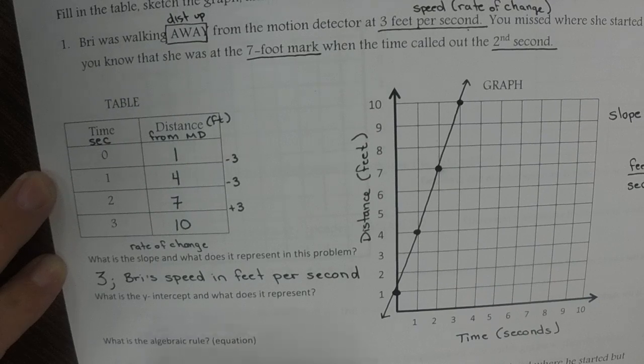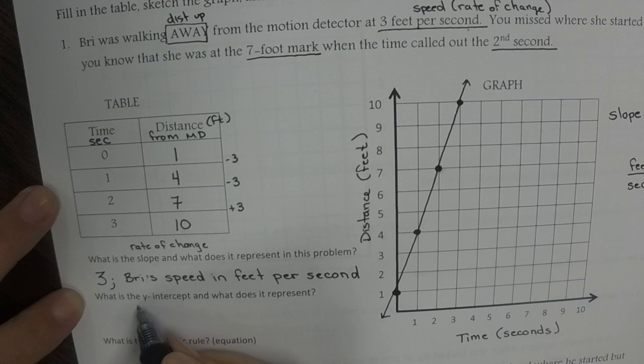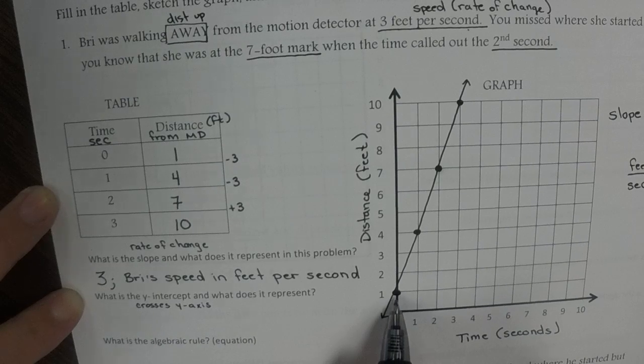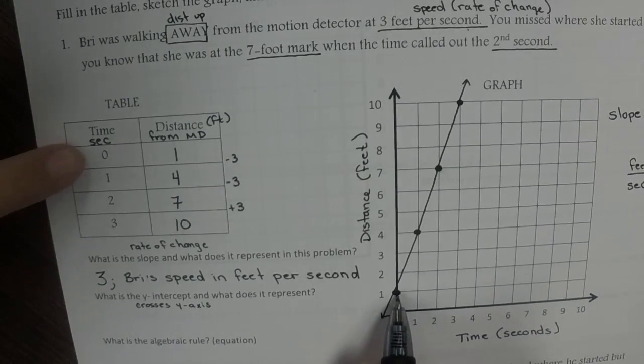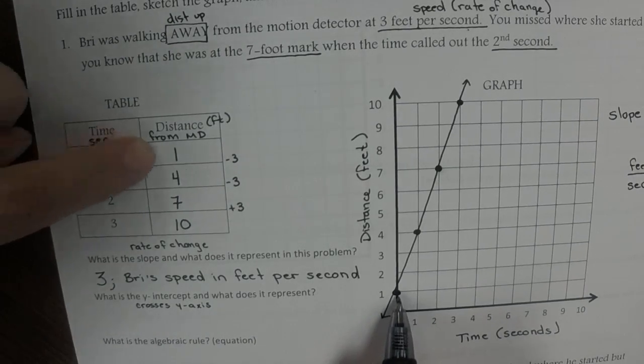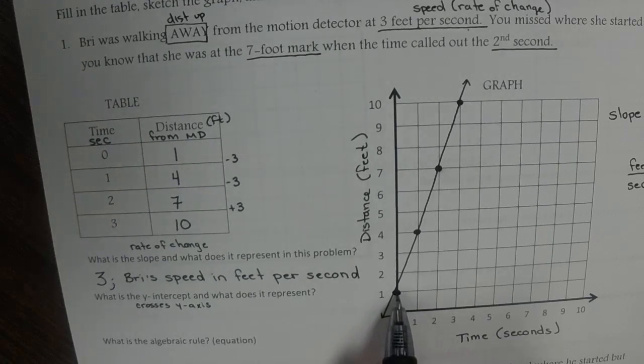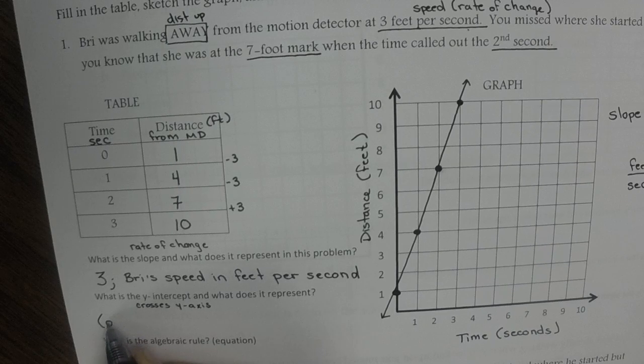Okay. The next question says, what is the y-intercept? Well, remember the y-intercept is where it crosses the y-axis. If I look either in the table or on the graph, I should be able to see that (0, 1), this point right here, is where we cross the y-axis. So my y-intercept is (0, 1), and it says, what does this represent?